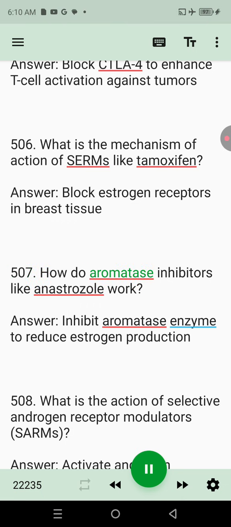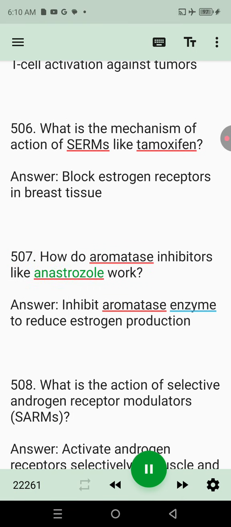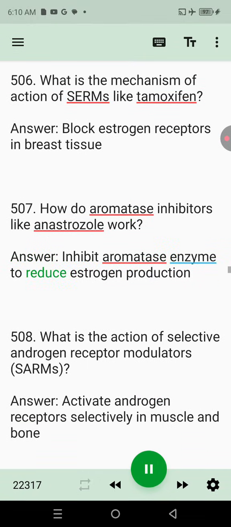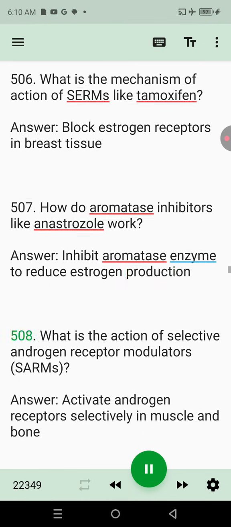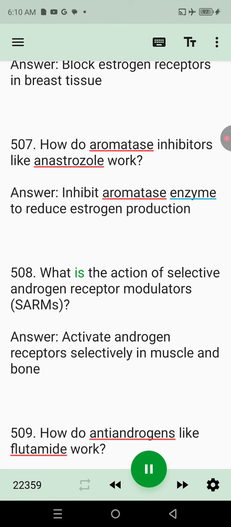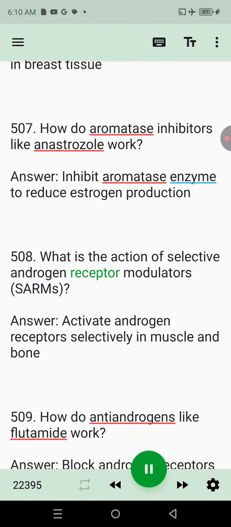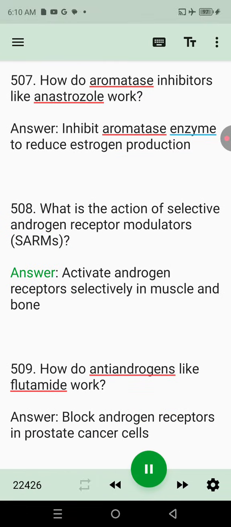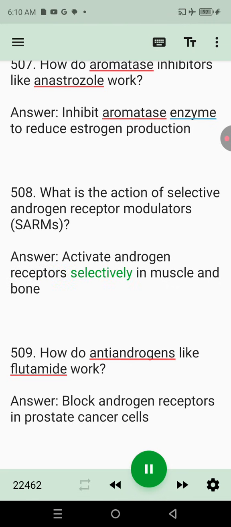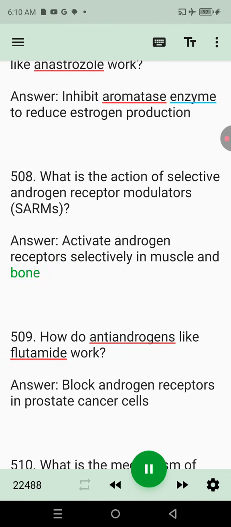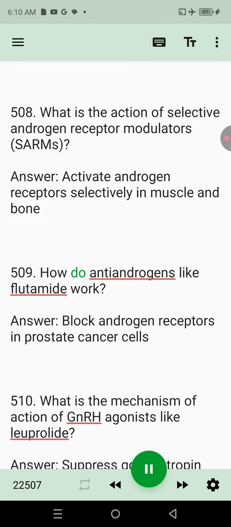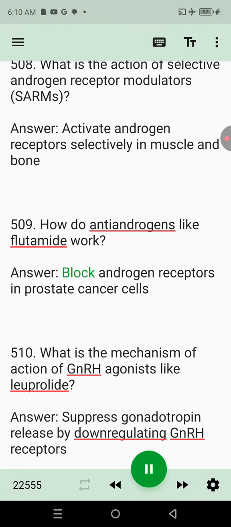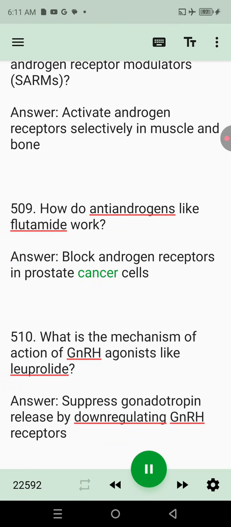507. How do aromatase inhibitors like anastrozole work? Answer. Inhibit aromatase enzyme to reduce estrogen production. 508. What is the action of selective androgen receptor modulators, SARMs? Answer. Activate androgen receptors selectively in muscle and bone. 509. How do antiandrogens like flutamide work? Answer. Block androgen receptors in prostate cancer cells.